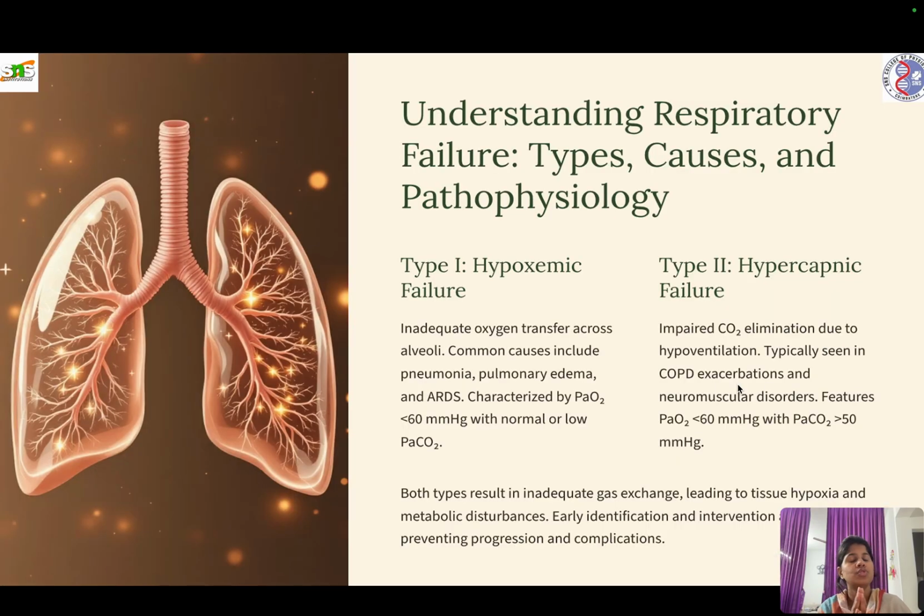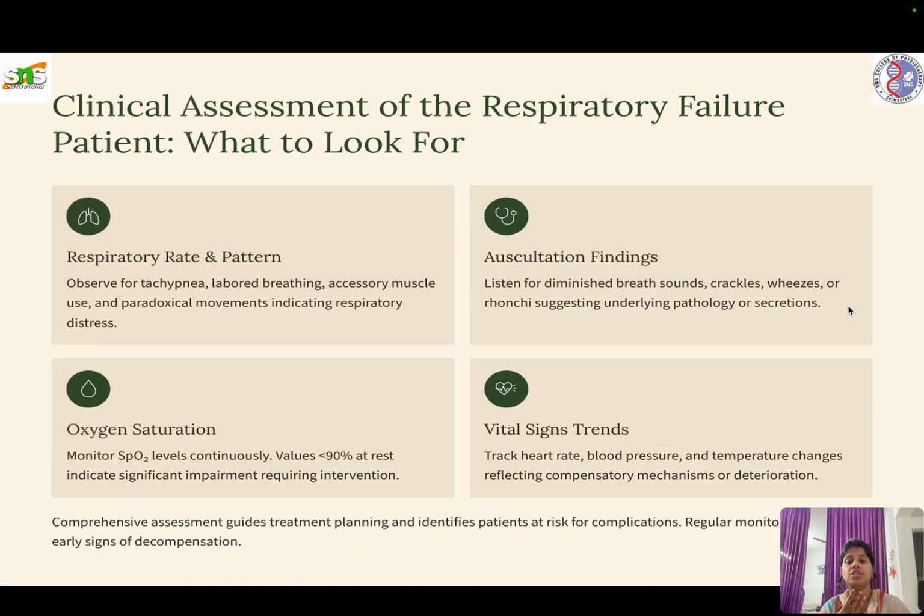There are two types. Type 1 is hypoxemic failure, whereas type 2 is hypercapnic failure. In hypoxemic failure, there will be low oxygen levels in the blood, while carbon dioxide may be normal or low. Whereas type 2, that is hypercapnic respiratory failure, occurs when carbon dioxide levels increase due to inadequate ventilation. This classification helps to decide the treatment approach in certain conditions.